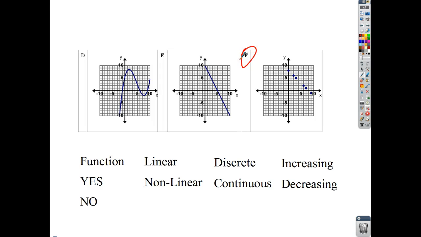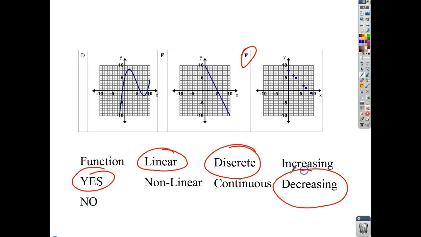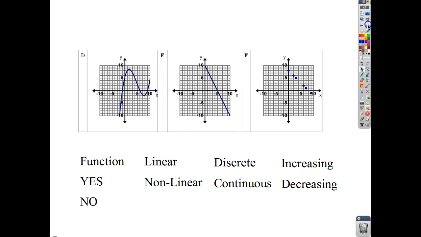Okay, is it a function? Yes, it is. All the inputs have one output. Is it linear? Yes, it is. It does follow a continuous path, right? It goes down one, right one, down one, right one, down one, right one. Okay, it keeps doing that over and over again. It's discrete, and this one is decreasing. It's moving downwards. Okay. For time, we'll keep going.